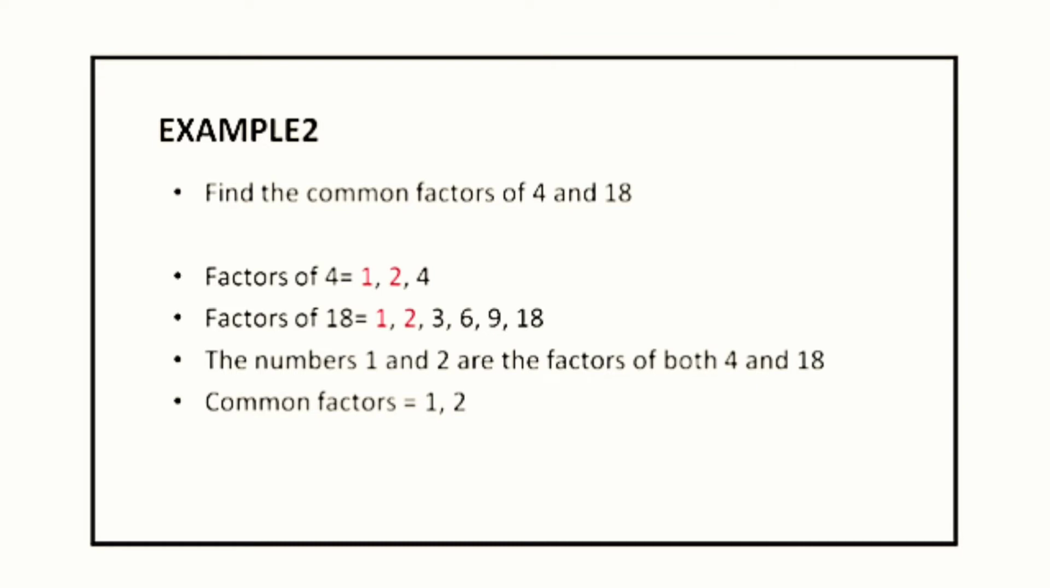Factors of 18 are 1, 2, 3, 6, 9 and 18, because 2, 3, 6 and 9 exactly divide the number 18. Now, which are the common factors of 4 and 18? We can see that the numbers 1 and 2 are common to both 4 and 18. Thus, the common factors are 1 and 2.